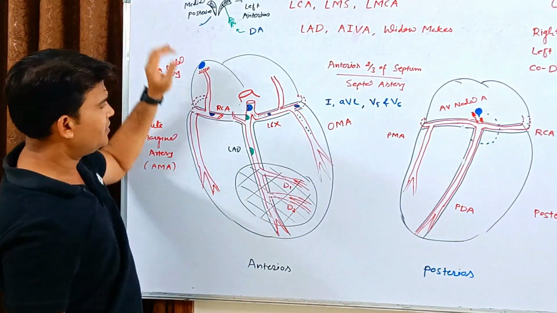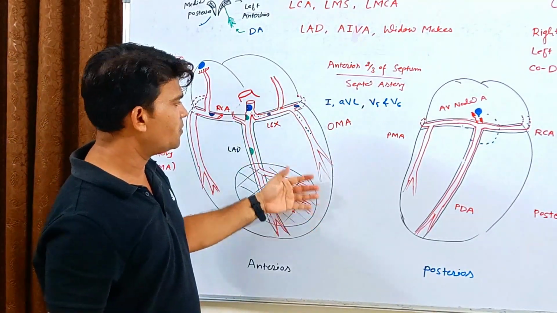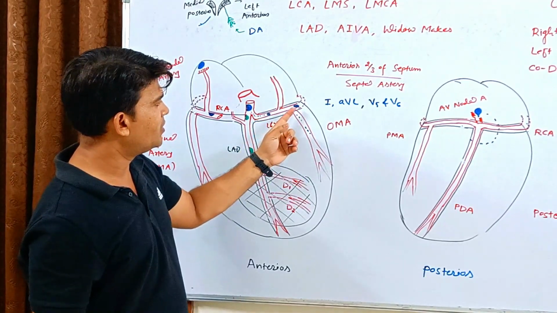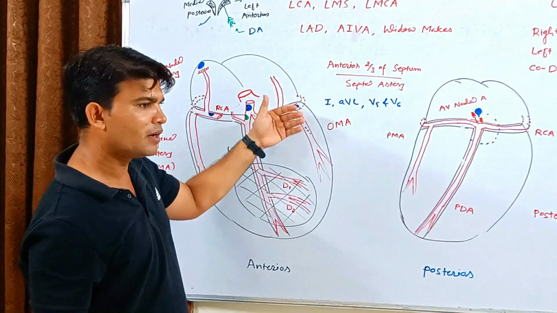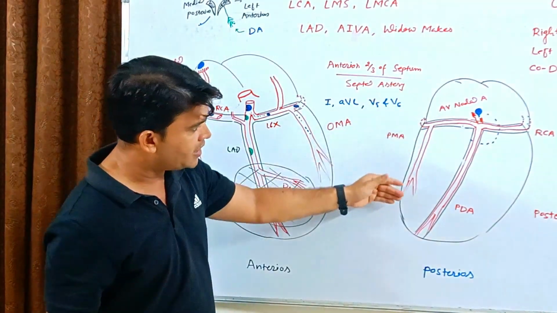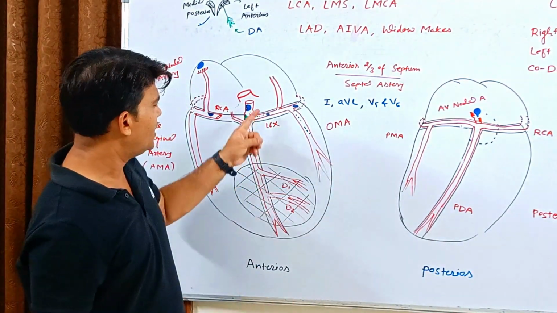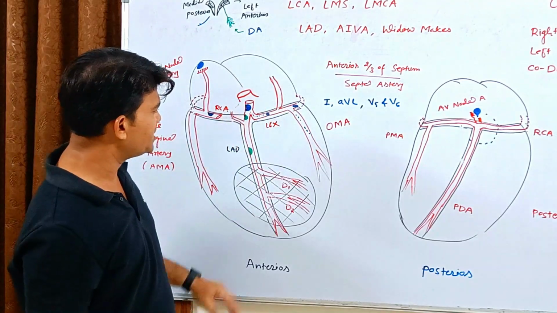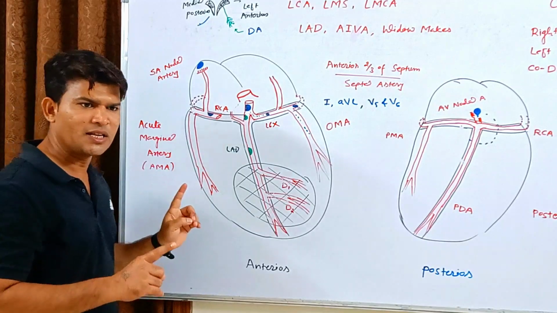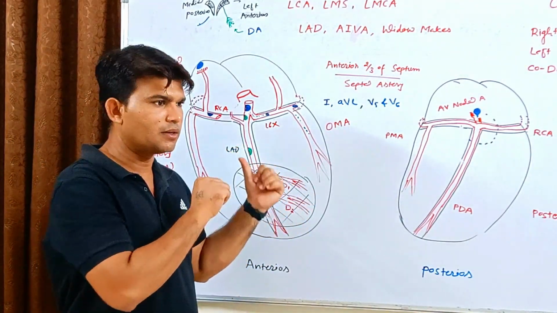Okay. Then what is the territory of the LCX? The left free wall of the left ventricle, then the posterior wall, the left marginal part of the left ventricle, right? And yes, the left atrium. This is the territory of the LCX. Is it clear? Am I making sense or not? Any question? Do you want me to repeat this concept?